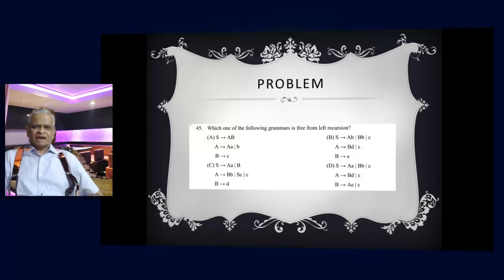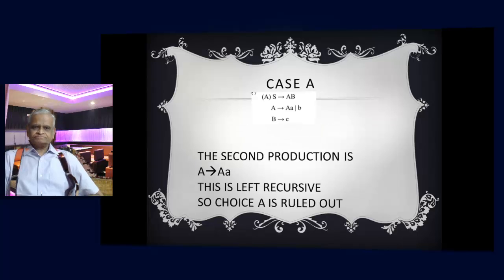In these context-free grammars, we are told 3 of them are left recursive and 1 of them is free from left recursion. What is left recursion? It means the left-hand side non-terminal is the same as the first symbol on the right-hand side. So if some right-hand side has the same symbol, then on the left-hand side, it is left recursive. It can be slightly more complicated as we can see. Let us go case by case.